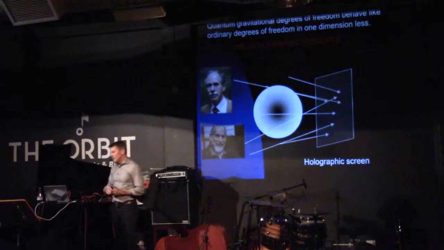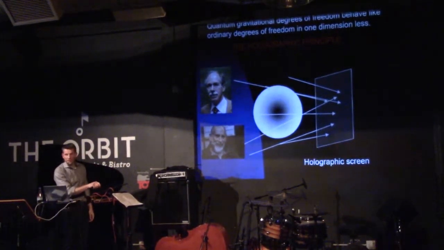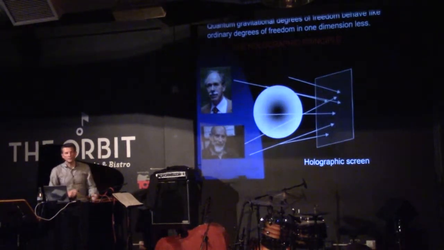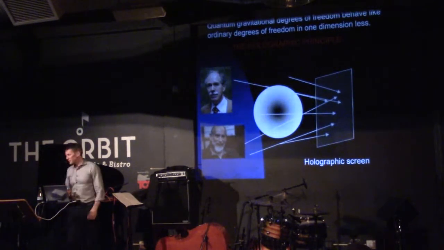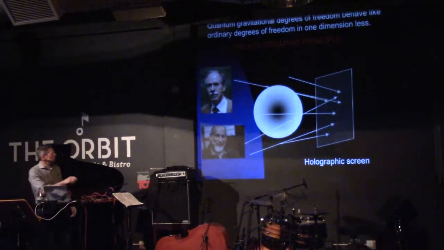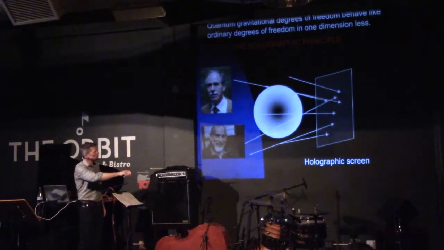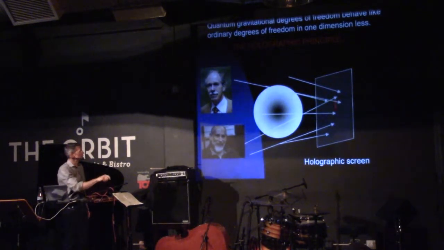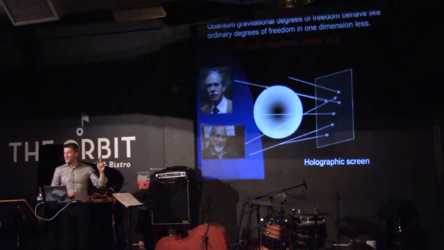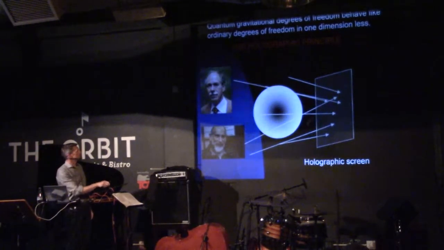And that suggests that all the information of a region of space-time can be stored on an area, not in the volume. So we should be able to come up with something that we call the holographic screen. And we should be able to store all the information that sits in space-time on this screen. In that sense, this screen is like a hologram of the universe. It has one dimension less, and it's like a picture, but it contains all the information of space-time.